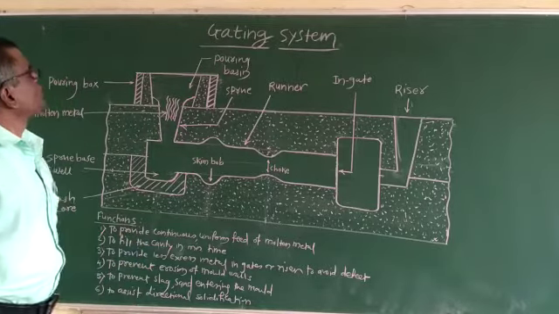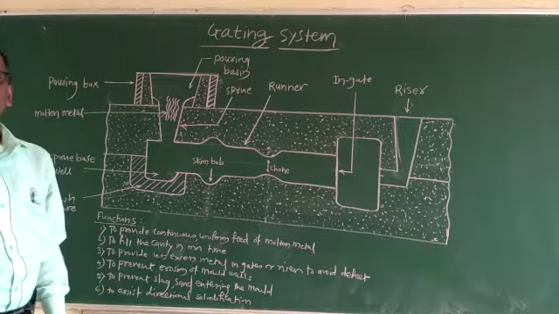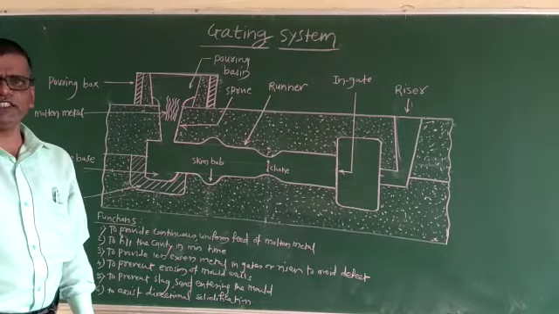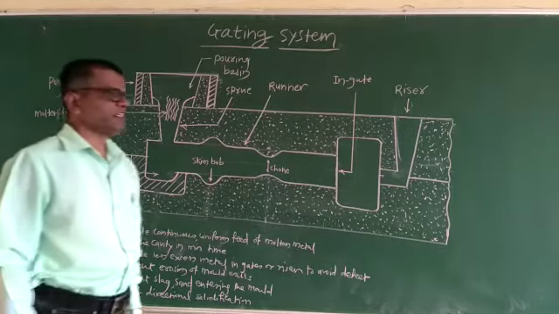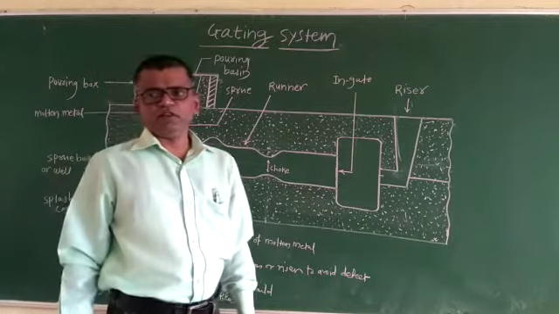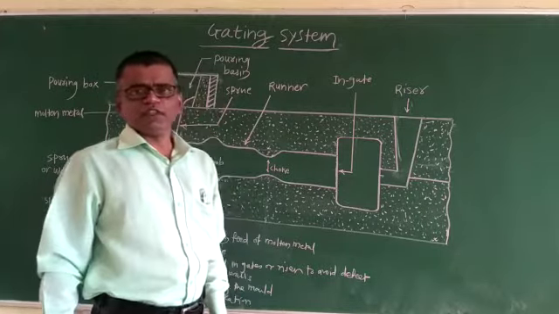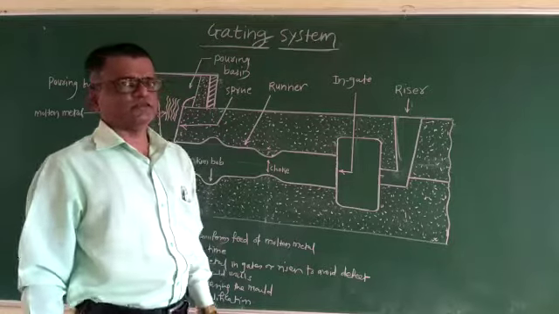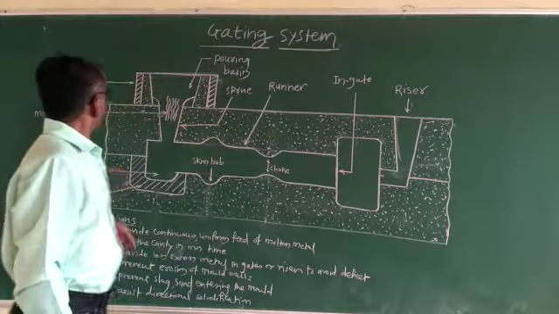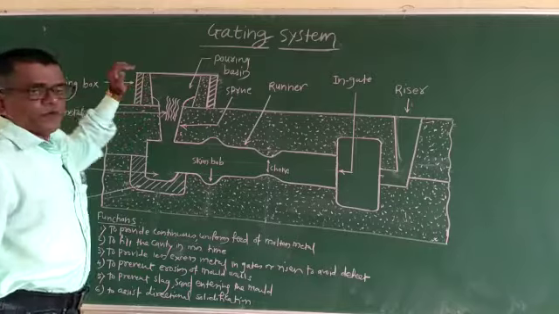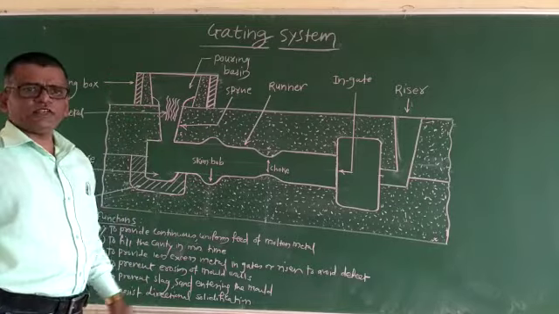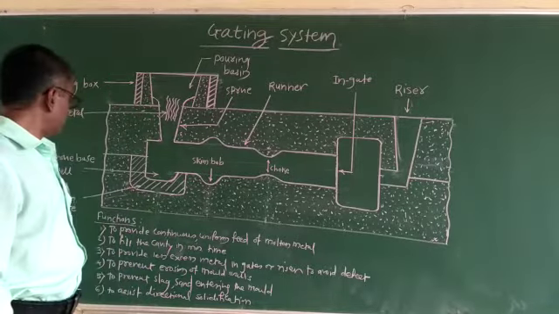Okay, so in a molding process, the gating system is always necessary. The gating system is a channel, or various elements that are cut, to get the desired casting. Okay, so various principles, or you can say the functions, of the gating system are as follows.